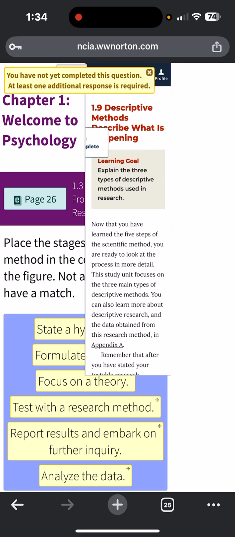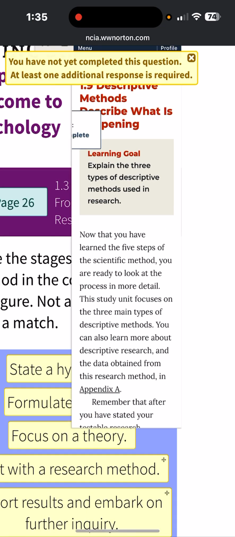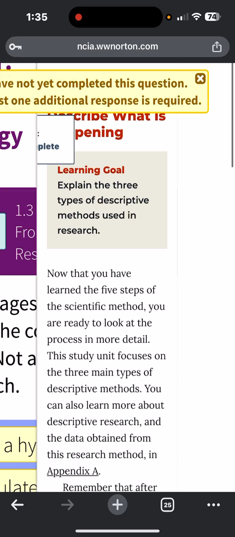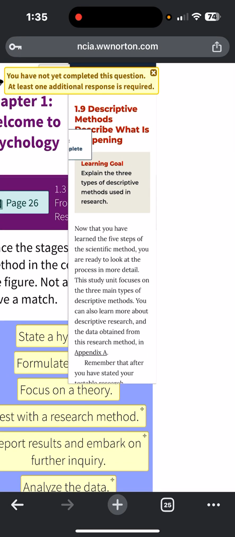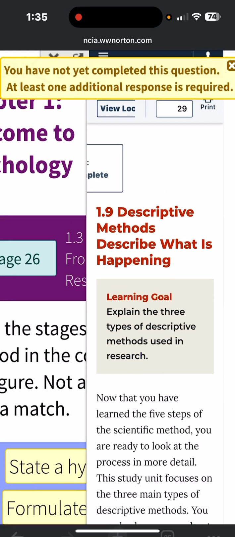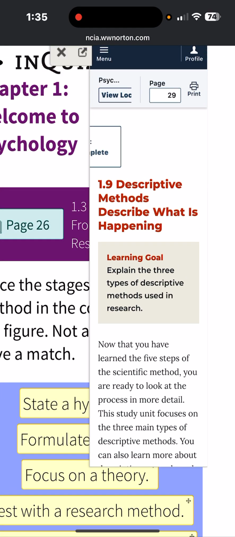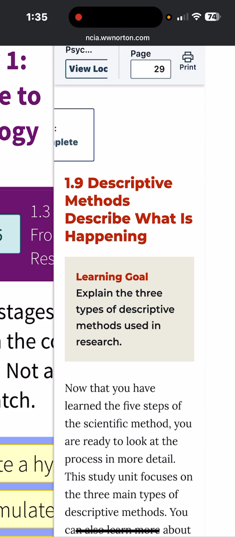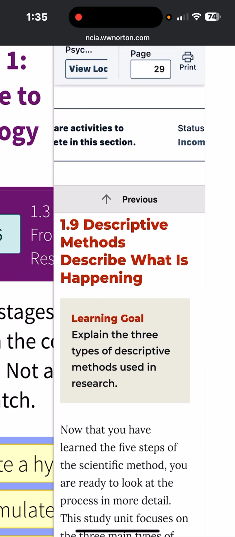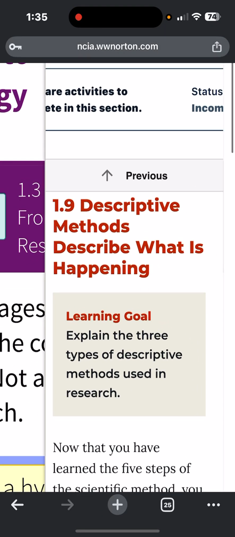Today I have a Norton.com, not Here's a Who, and doing the thing. I know I have not yet completed this question. Thank you. I know. 19 descriptive methods describing what is happening. English, describe what is happening.